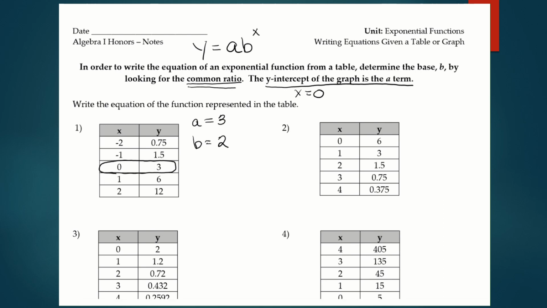Now, if you couldn't see that, then you could do some division to help you with this. So working from the bottom of the table to the top, you could divide 12 divided by 6 gives me 2. 6 divided by 3 gives me 2. 3 divided by 1.5 gives me 2. So you can always work backwards if you aren't sure what the b value is just by looking at it.